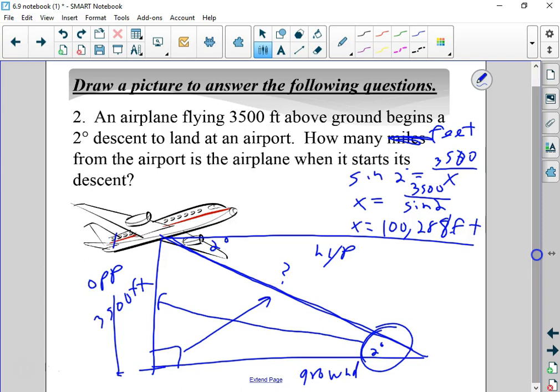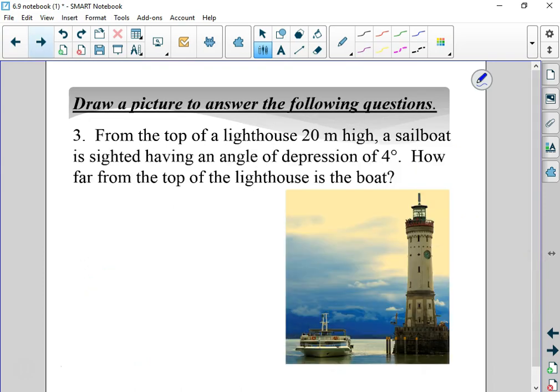We have to convert this to miles. Let's just do it for the heck of it. There's 5,280 feet in a mile, so we're going to divide by 5,280 feet. That's much better. 18.99 miles. Let's just say 19 miles. So we'll go with that. Okay? So it's 19 miles, which kind of makes sense. Now it makes sense. So 19 miles or 100,000 feet. Right? Moving on.